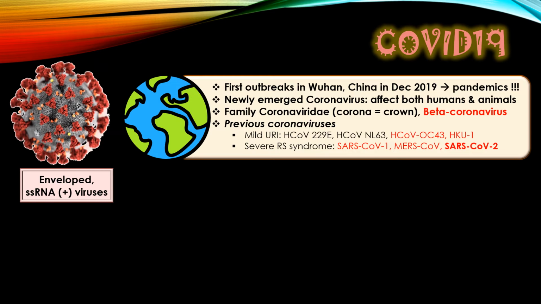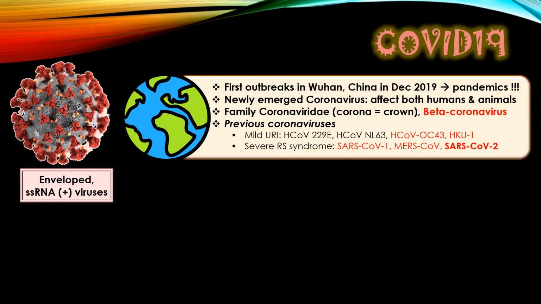It affects humans and animals. It's in the family Coronaviridae. The corona is from the crown, and it is a beta coronavirus. This beta is not the same thing as the beta alpha variants of the corona. The coronavirus previously just caused URIs. We know them by the names HCoV-229E, HCoV-OC43, and HCoV-NL63. All four cause only URI.